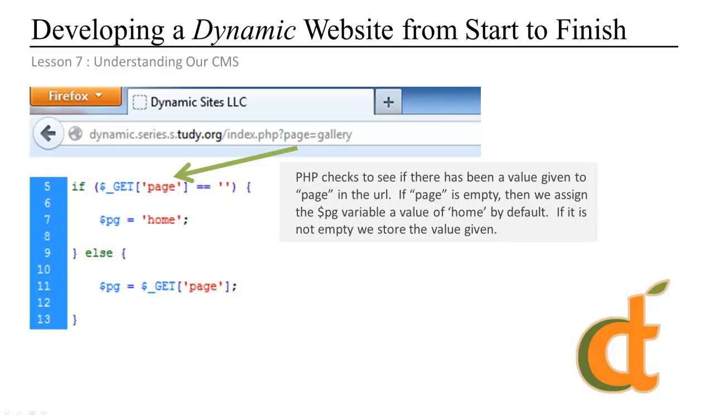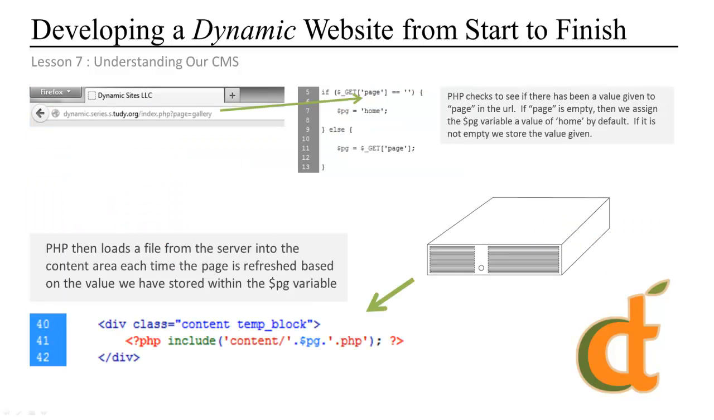And lastly, just as a refresher, GET is something built into PHP and pretty much a common term throughout web development in the browser environment. To retrieve any value from the URL, you would be getting it. So keep that in mind. Once we've determined what PG is going to be, then PHP loads a file from the server based on what we've sent to the URL.